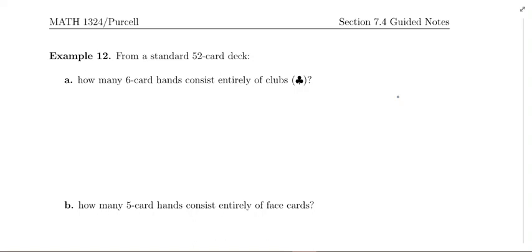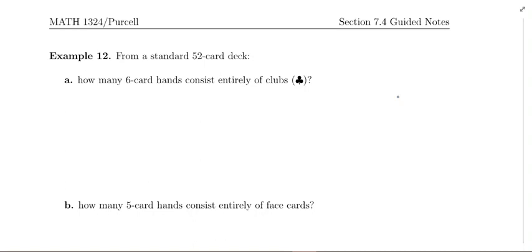Example 12 is going to be our first encounter with counting hands of cards, okay? So let's go ahead and read this. It says, from a standard 52 card deck, how many 6-card hands consist entirely of clubs?